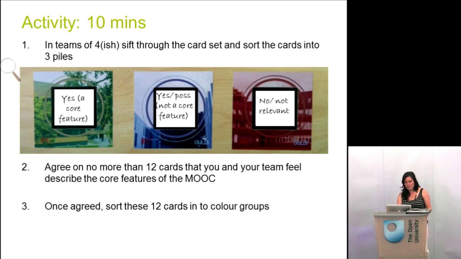So this first part of the activity, 10 minutes, I would like you in your teams to really quickly sift through those 50 cards and sort them into 3 piles. The first pile is, yes, we agree that it's a core feature of the MOOC. Yes, possibly, but it's not a core feature. No, not relevant at all. Agree on no more than 12 cards that you and your team feel could describe the core features of the MOOC. And once agreed, sort those 12 cards into colour groups.